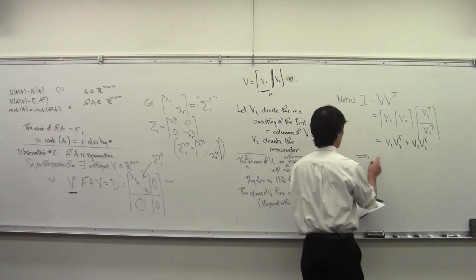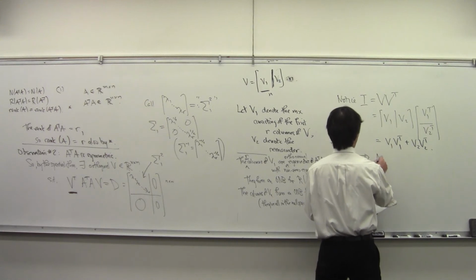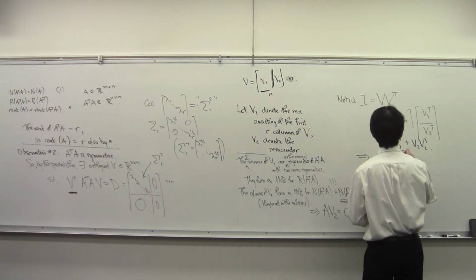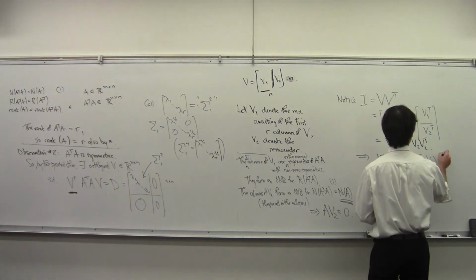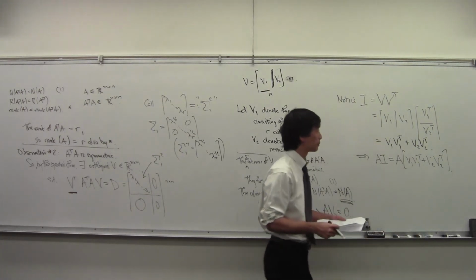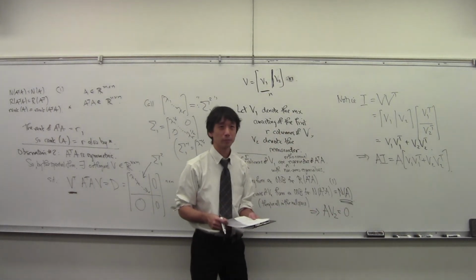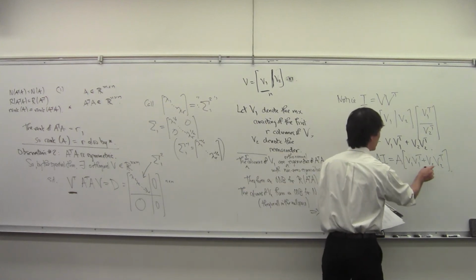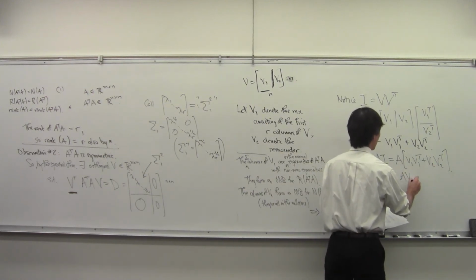So what does that give us? If I take A times the identity matrix, well, that's going to be A times this thing. But A V2 is 0, so I just get A V1 V1 transpose.